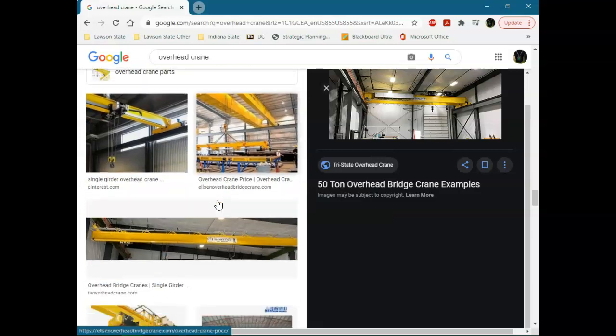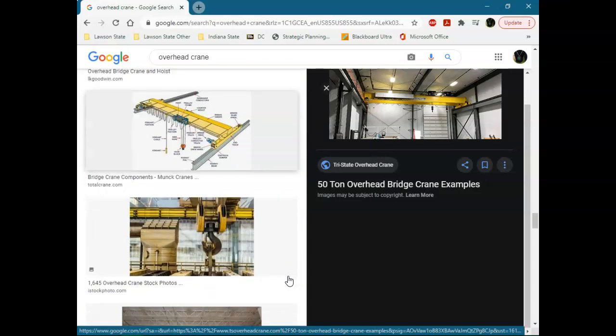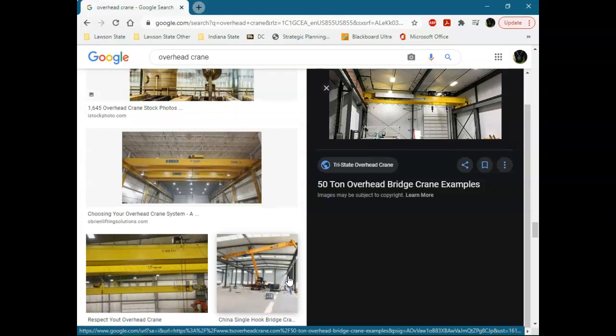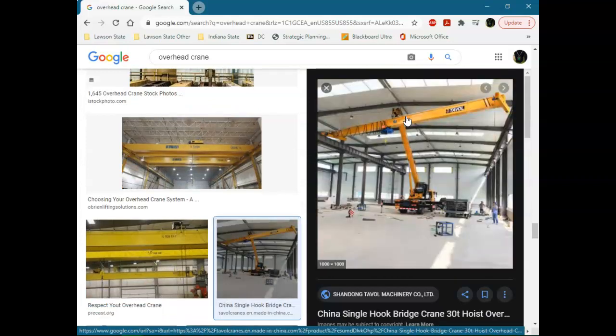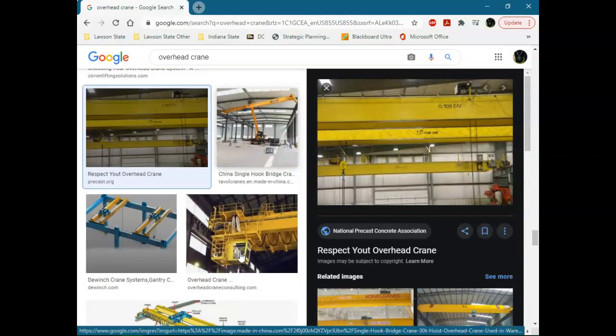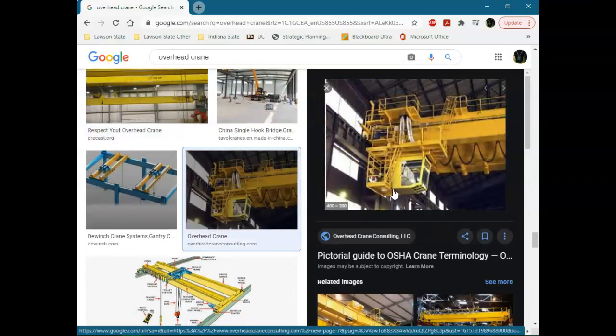I'm trying to see. Most of the bigger pictures, you can't really tell what it's about. Doesn't show you a good picture. Here's a picture of an operator's booth on some of the bigger ones. So you actually have an operator's booth that's attached to some of these cranes.